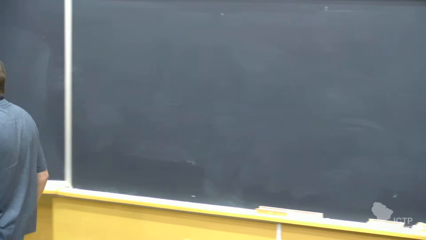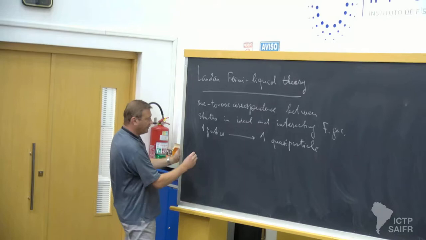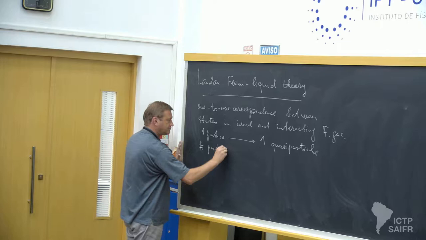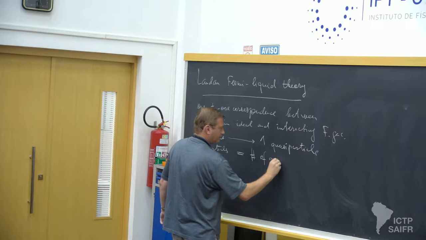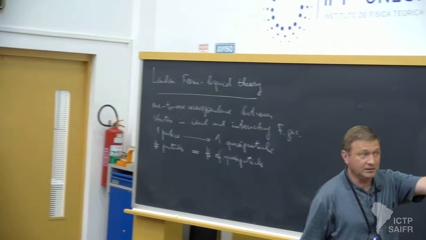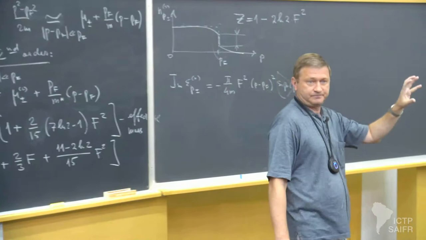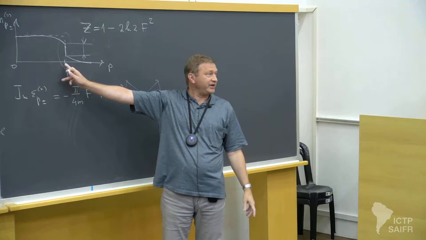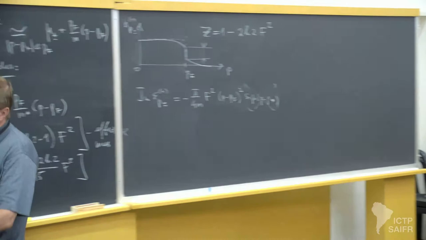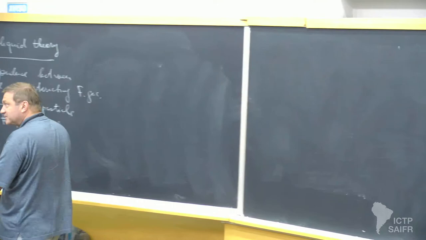But this tells me immediately, if I think a bit more carefully, that there is an immediate consequence: the number of particles equals the number of quasi-particles. And that's exactly what we have here, because remember, the Fermi momentum is completely determined by the density, or the number of particles. For the interacting case, we have the same discontinuity at the same p Fermi, which leads to the conclusion that if we believe in these quasi-particles, their number should be the same, because the Fermi momentum is the same. This is fine, good.